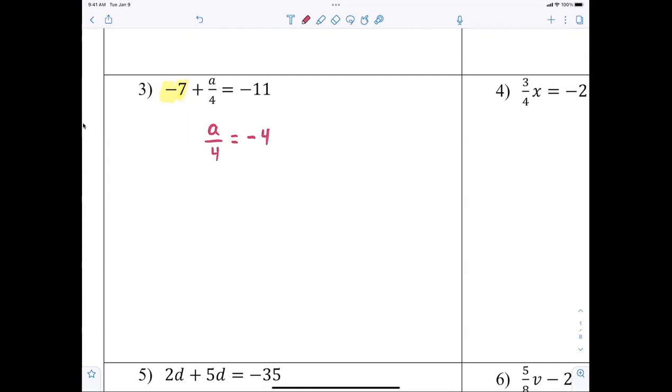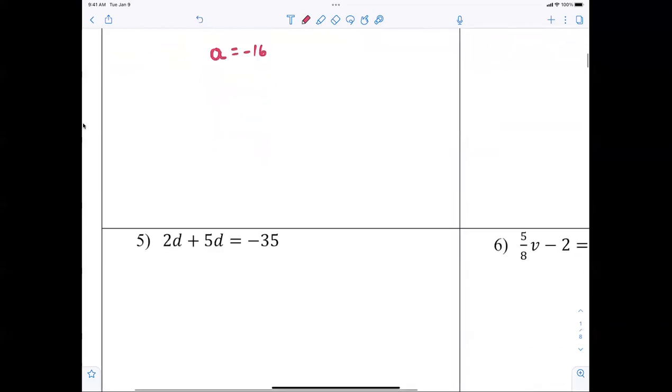Now I have to undo division. So to undo division, I multiply by 4. So everybody should be able to tell me a equals -16. Now I know some of you struggled last year on this particular part. I keep telling everyone I can't help you unless you put your hand up and say, give me a little bit of help over here. Anybody have any issues with that? Any issues?